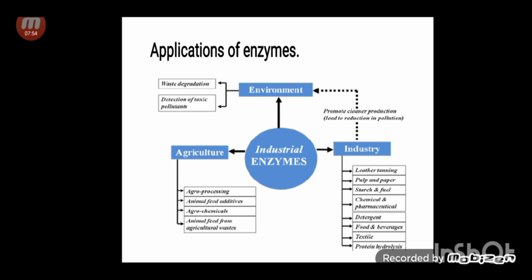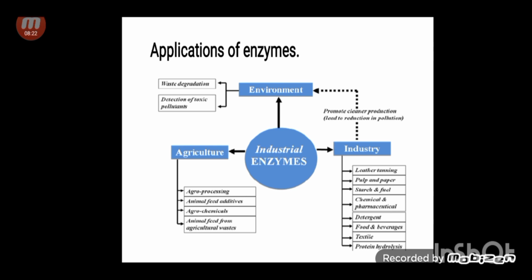We use enzymes in leather tanning, and in paper and pulp production. We use enzymes for starch and fuel. Chemical and pharmaceutical companies are also using enzymes. We have enzymes present in detergent. We have enzymes in food and beverages, textile, and protein hydrolysis. We use enzymes for animal feed from agricultural waste.